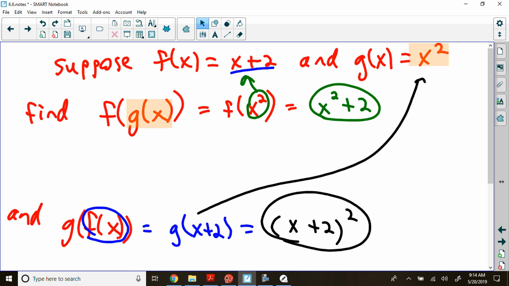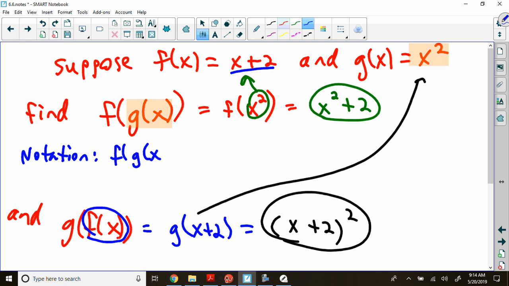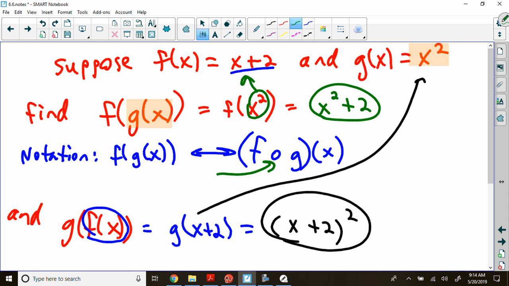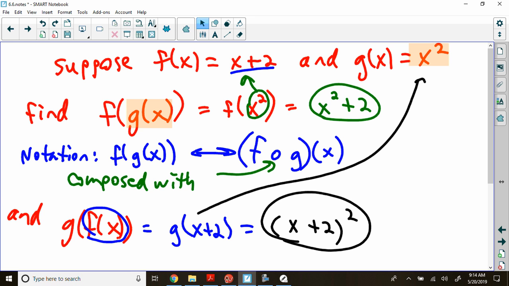From a notation perspective, speaking of notation, f of g of x is the same thing as saying f composed with g of x. Some textbooks use the f circle g notation. That little dot right here, this dot means composed with. That's what that dot means. I didn't learn about this stuff until I was in Calc 1. They didn't teach me this when I was in high school.